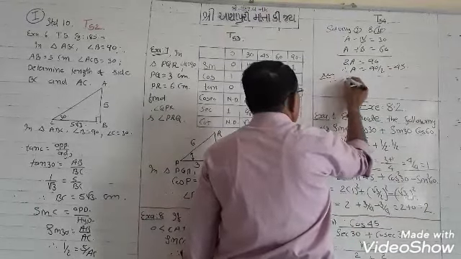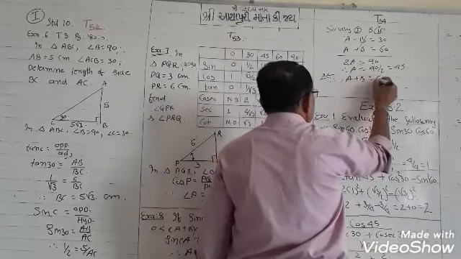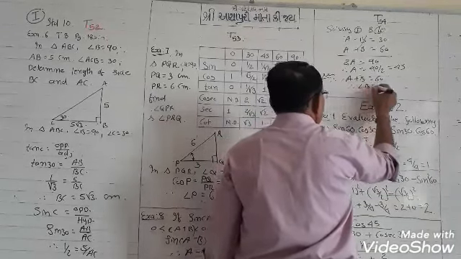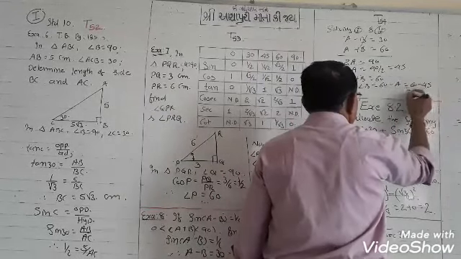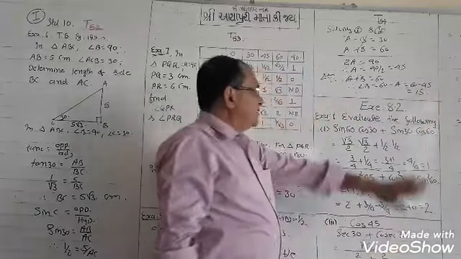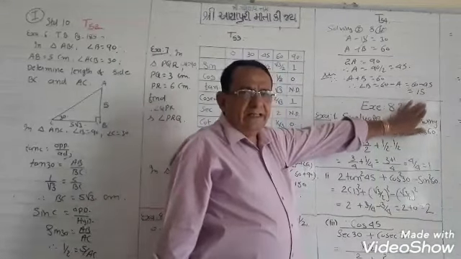Now, A plus B is equal to 60. Therefore, angle B is equal to 60 minus A. 60 minus 45 is equal to 15. That is your answer. Get it?